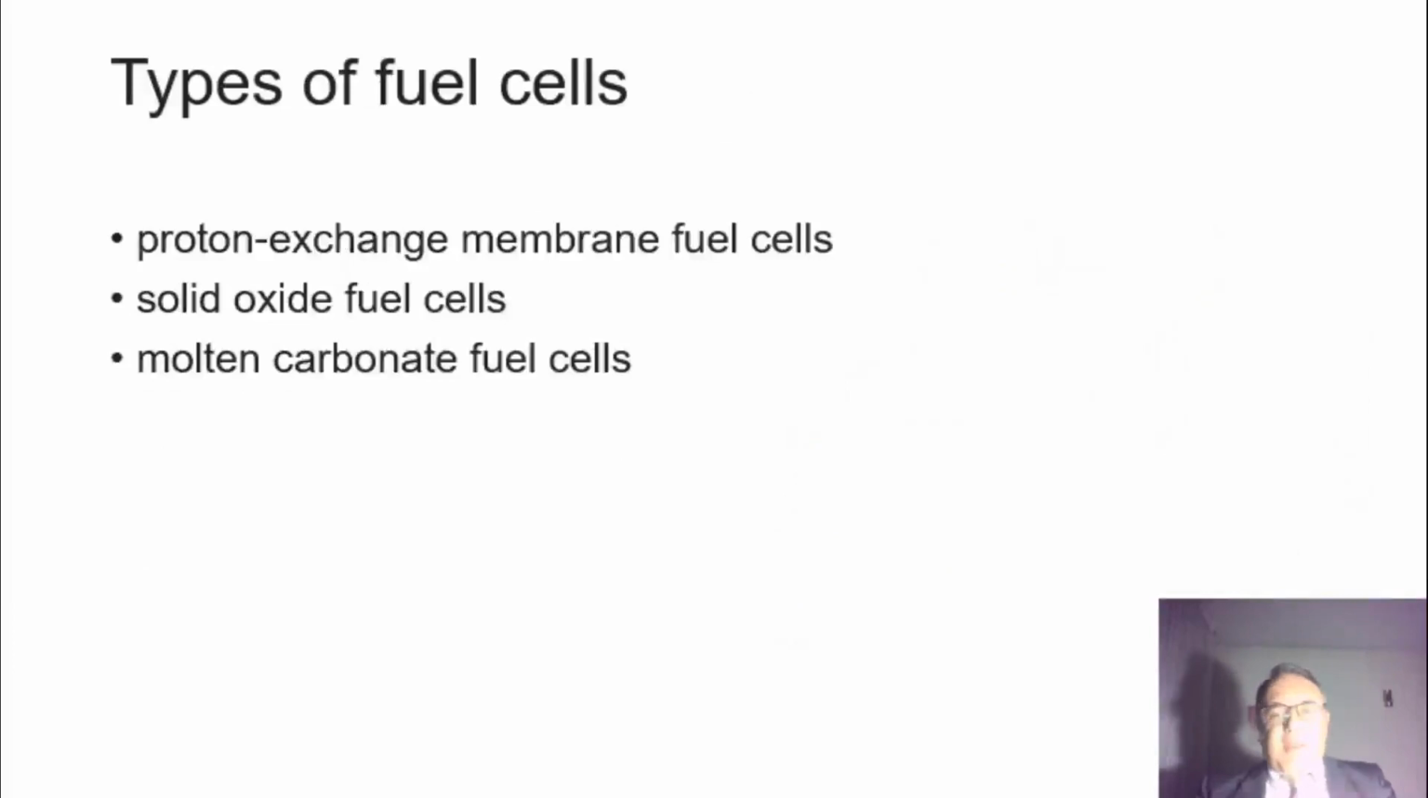We have lots of types of fuel cells, a variety of them. Important, and we are going to talk about it, is the PEM fuel cell. Here we see that it's about proton exchange membrane fuel cells. We are talking about the membranes, that's important. There are also solid oxide fuel cells, molten carbonate fuel cells, and a lot of others. Now I choose three of them because they are important, and I'm going to talk about the first one.